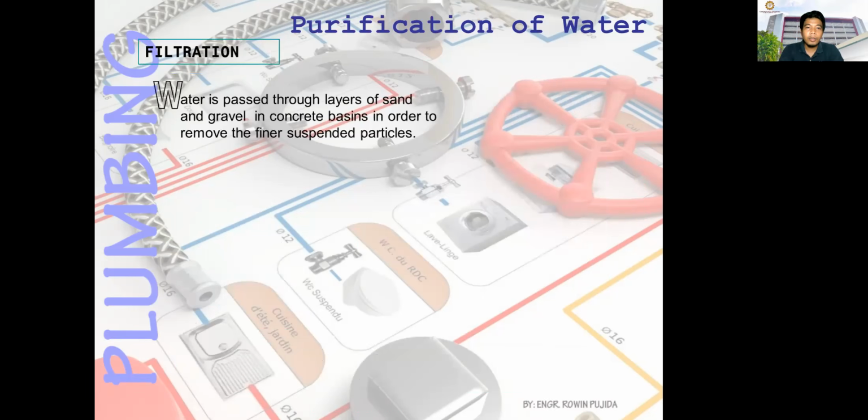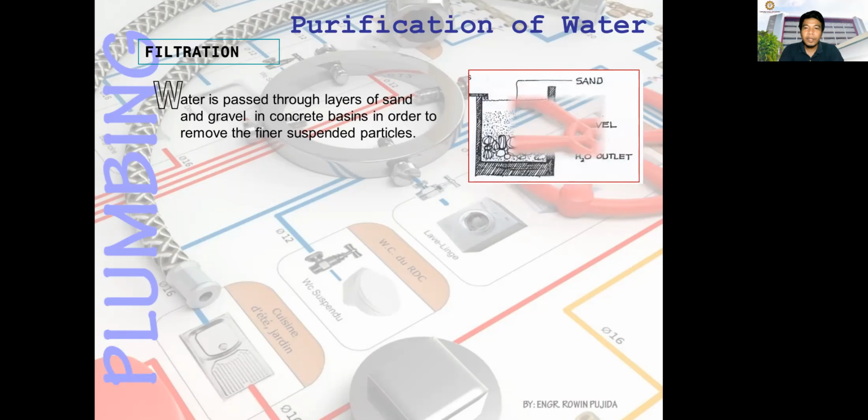And then for filtration, water is passed through layers of sand and gravel in concrete basins in order to remove the finer suspended particles. Okay. You have there the illustration. So from here, you pour the water, then you have the sand and gravel, and after that, this is the water outlet. Maybe for the purification of water, this is by filtration using sand and gravel.